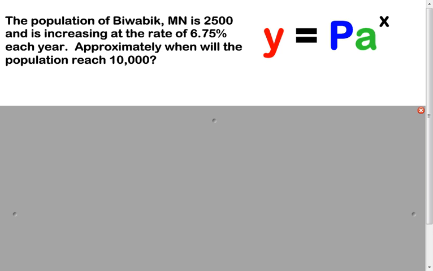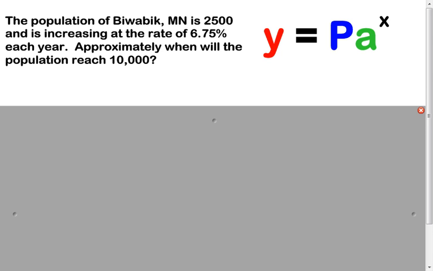Okay? So whenever you're dealing with growth and decay kinds of problems, you're going to use this general equation right here. P, of course, is the amount that you start with. A is how much of that item, in this case it's people, remains each year. So obviously if it's growing, you want to throw a 1 in front of it. If it's decaying by 6.75%, then you would take that 6.75% away from 100. Of course, the x is how many times that it gets compounded. And then the y would be the ending amount.